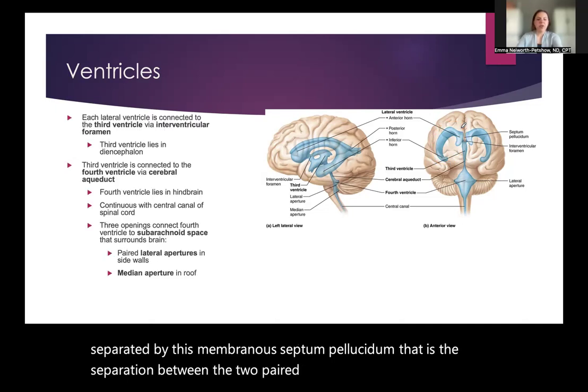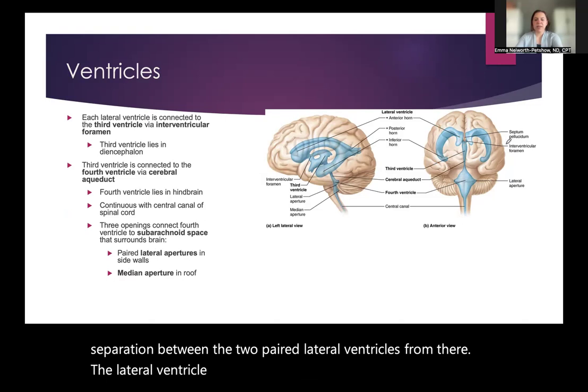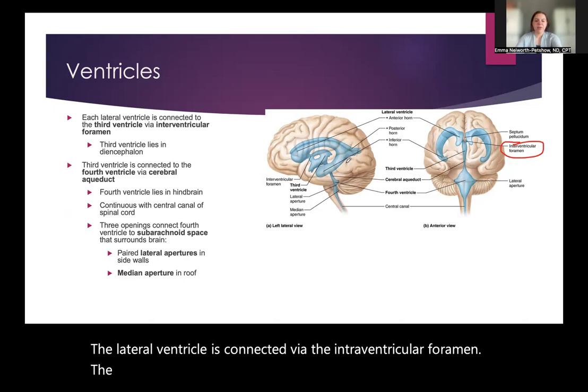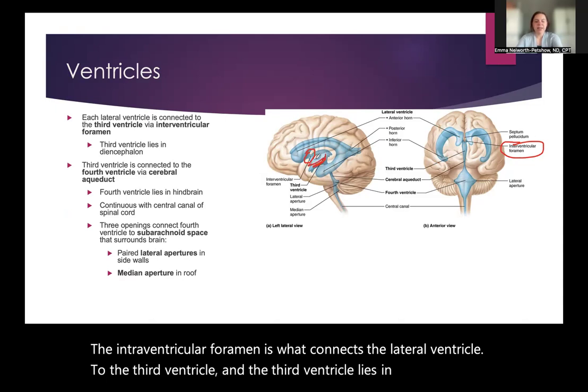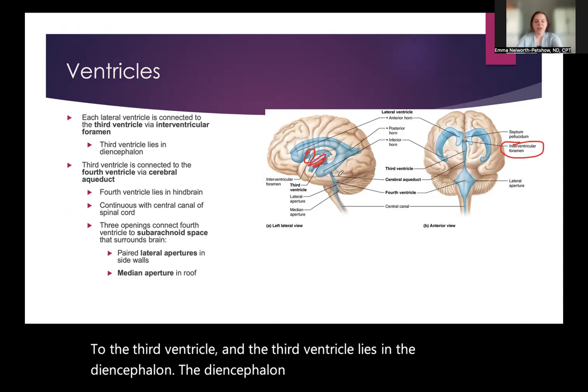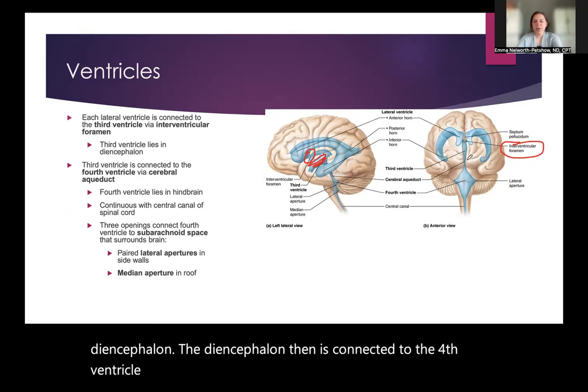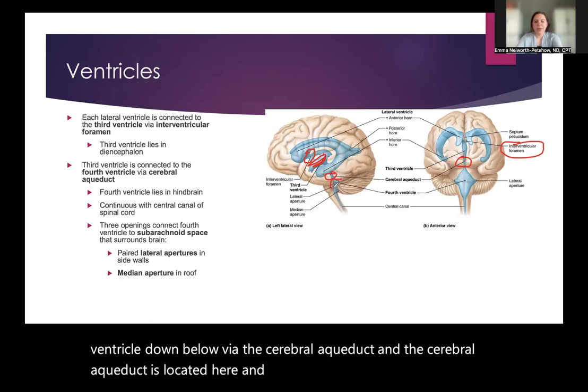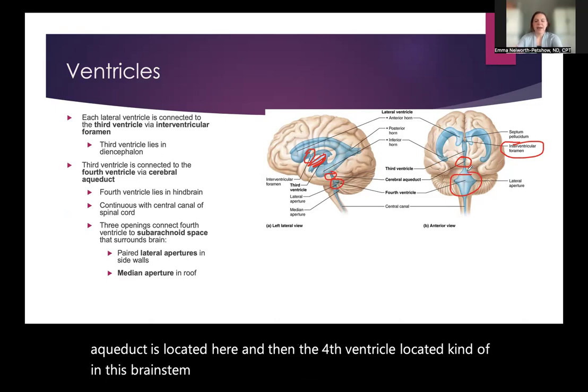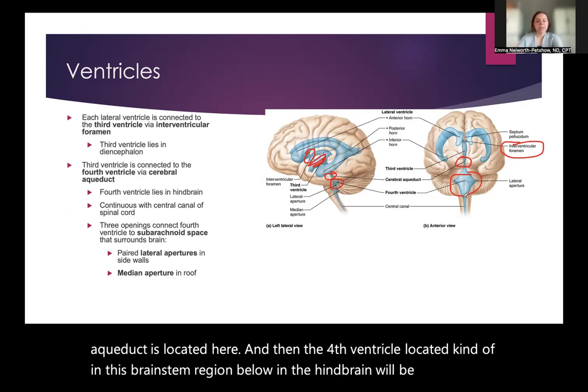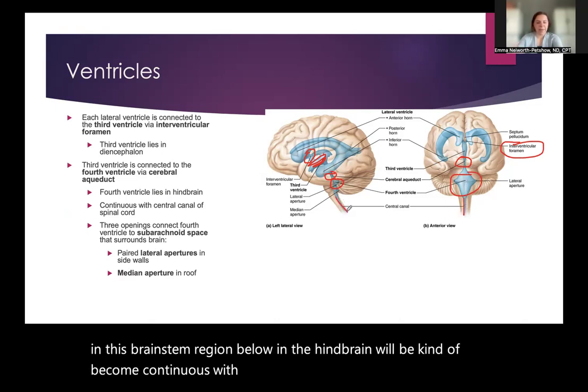From there, the lateral ventricle is connected via the interventricular foramen. The interventricular foramen is what connects the lateral ventricle to the third ventricle, and the third ventricle lies in the diencephalon. The diencephalon then is connected to the fourth ventricle down below via the cerebral aqueduct, and the cerebral aqueduct is located here. And then the fourth ventricle, located in this brainstem region below in the hindbrain, becomes continuous with the spinal cord's central canal.